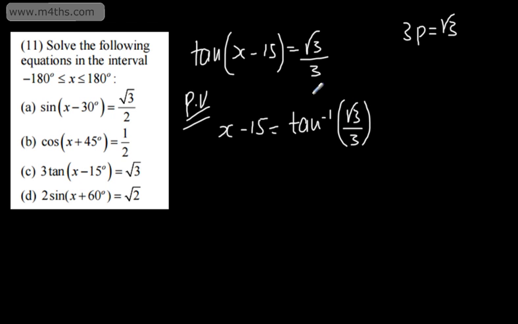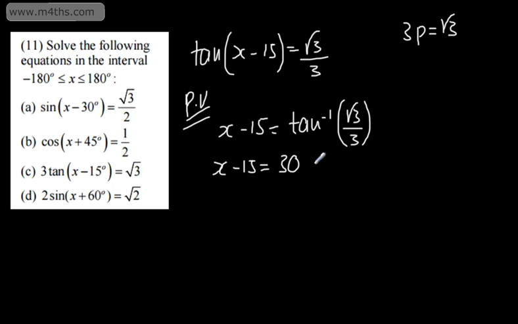Initially, we're working with very, very nice numbers. It won't always be that way. We might get something very messy on the right-hand side, like negative 0.12. It's just initially when we're doing these, I like to start off with nice examples that work nice and cleanly so you can get the technique. So x minus 15 degrees is equal to the inverse tan of root 3 over 3, which is 30 degrees. Again, check it on the calculator if you wish.